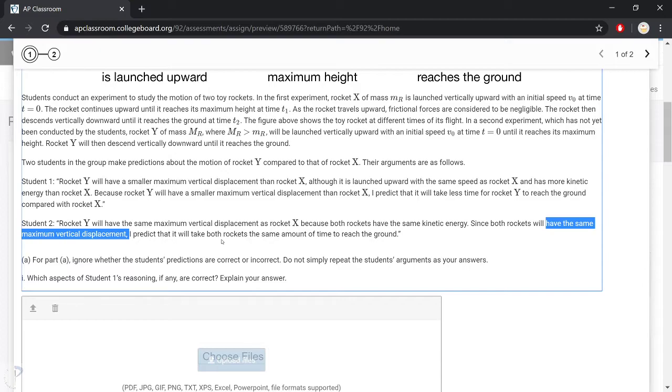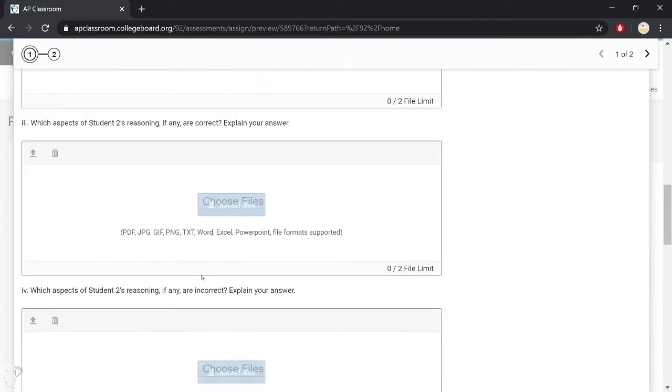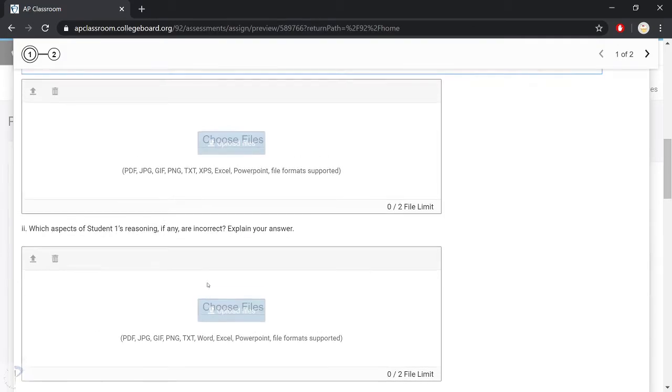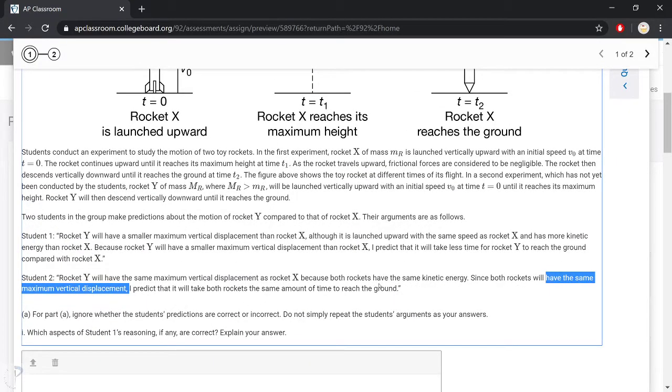All right, so which part could be correct? The part that could be correct is that they have the same maximum vertical displacement. They reach the same height, right? Which aspect of student 2 is incorrect? Which aspect is incorrect? The first part. They have the same kinetic energy. Clearly, they do not have the same kinetic energy. The one with the bigger mass has more kinetic energy.